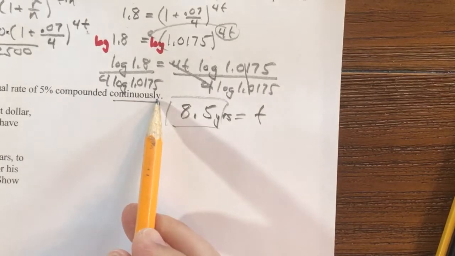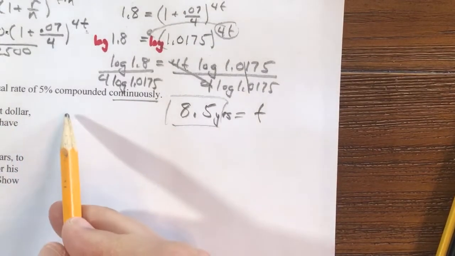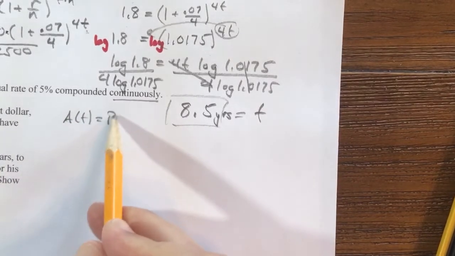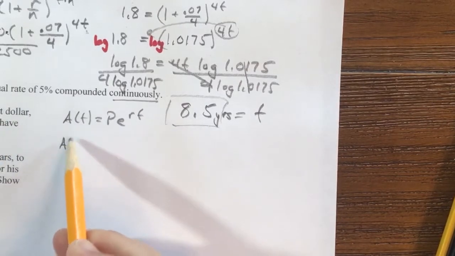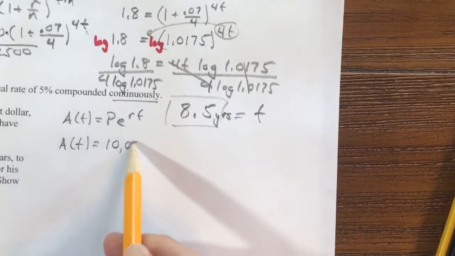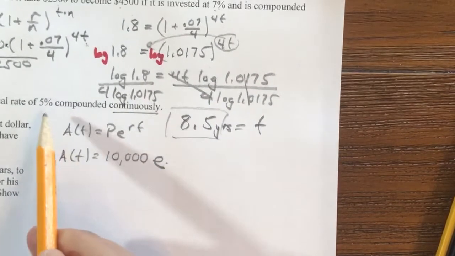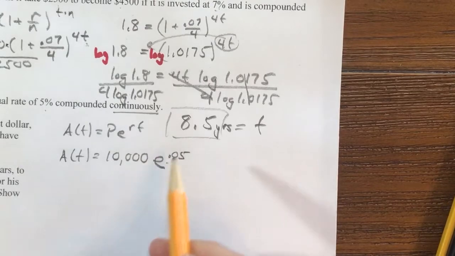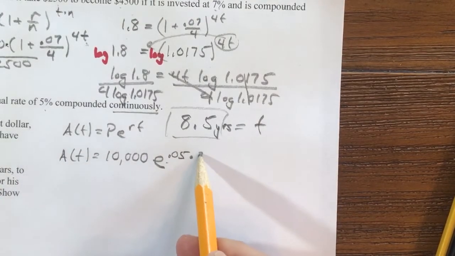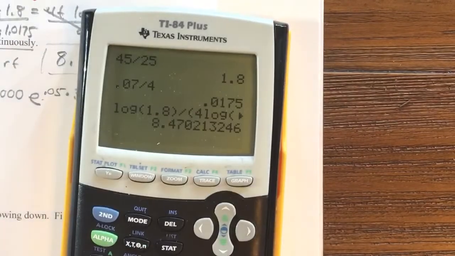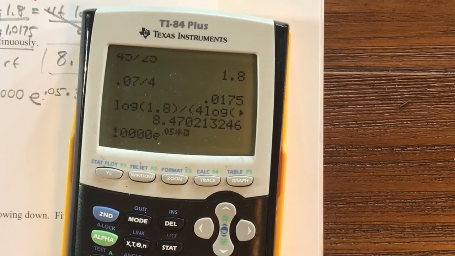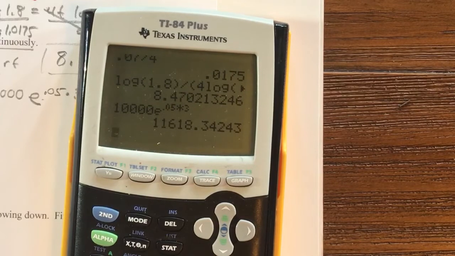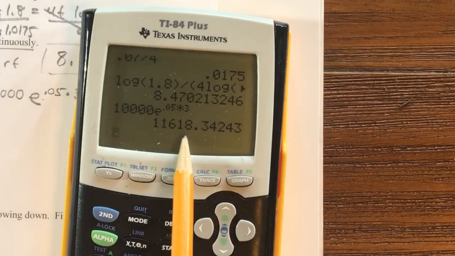This one's actually easier. It says continuously. Why is this going to be easier? Because it's the PERT formula, and the PERT formula is pretty easy. Got $10,000. e is a button on my calculator. The rate, 5%. And after 3 years, that's it. Plug it in, go. $10,000. Get the e button. 0.05 times 3. So I'm going to have $11,618.34.